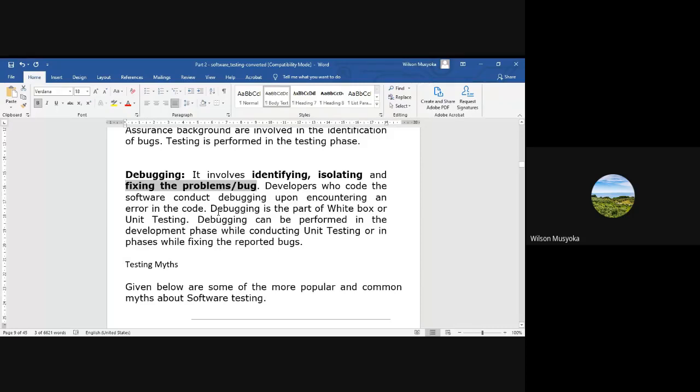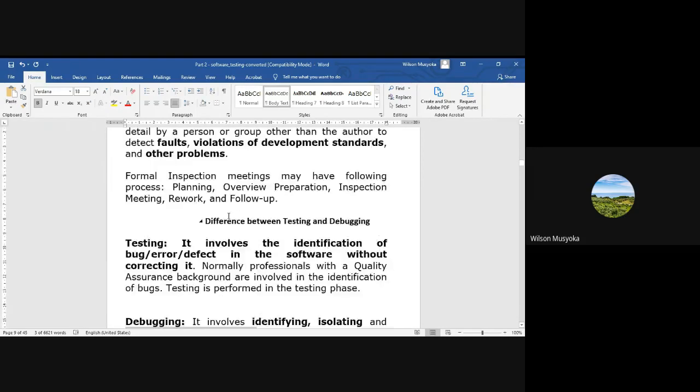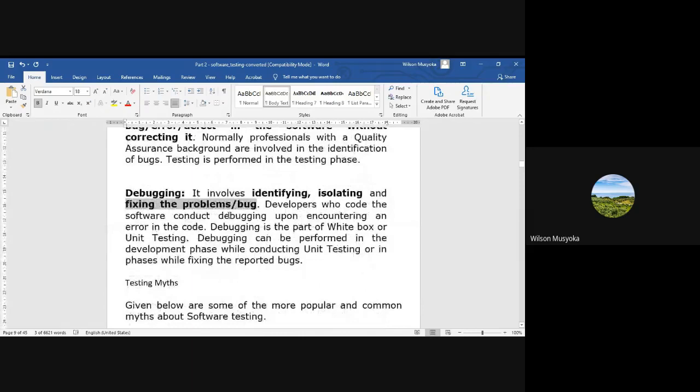Developers who code the software will conduct debugging upon encountering an error in the code. And so we normally say debugging is part of white box or unit testing. That is something we will check as we continue during this class. Then, after understanding what we call auditing, we have understood what we are calling inspection. We have understood what is testing, and now we have understood debugging.